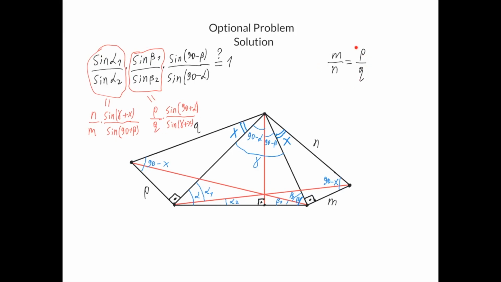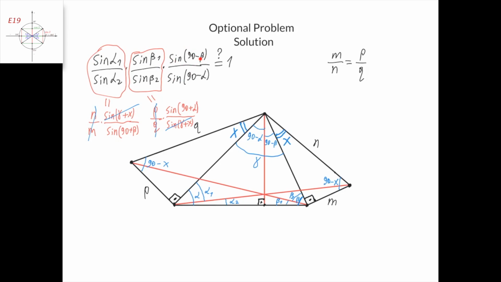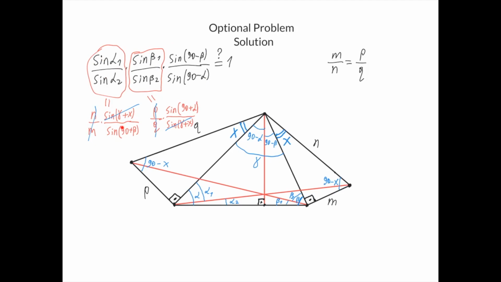Now, because of this equality, we can cancel out n divided by m times p divided by q. We can also cancel out sine of gamma plus x over sine of gamma plus x. And now what we're left with is sine of 90 minus beta over sine of 90 plus beta, and then sine of 90 plus alpha over sine of 90 minus alpha. But we know that sine of 90 minus beta equals sine of 90 plus beta, because the sum of 90 minus beta and 90 plus beta is 180 degrees, so we can cancel out these two. And similarly, we can cancel out sine of 90 minus alpha, which is equal to sine of 90 plus alpha. And therefore, the whole expression equals 1. Hence, the trigonometric form of Ceva's theorem gives us that the three red lines intersect at one point.